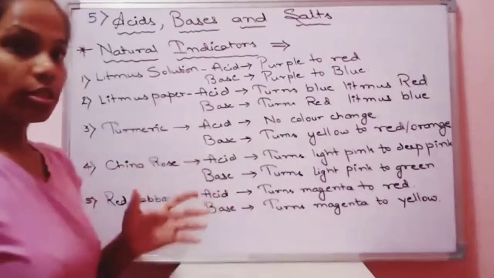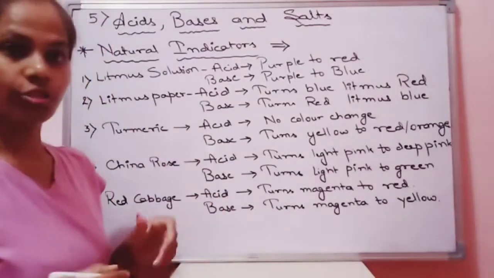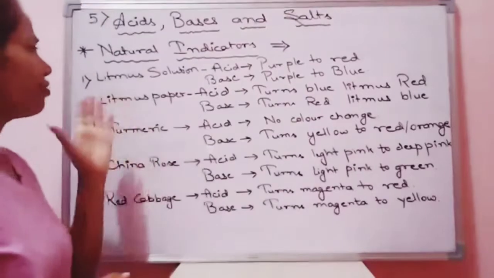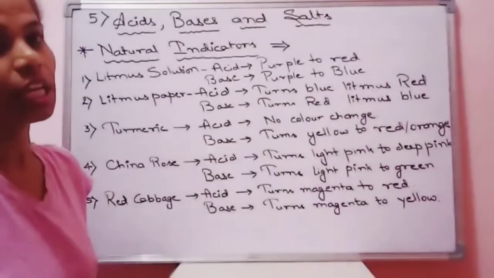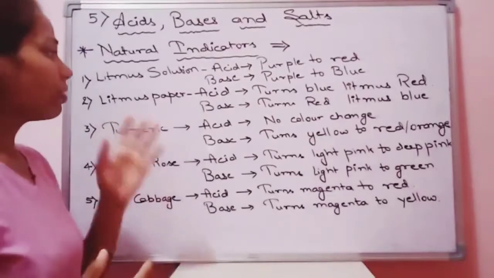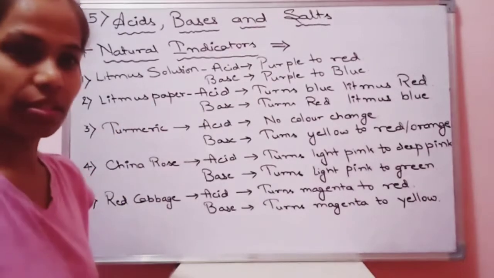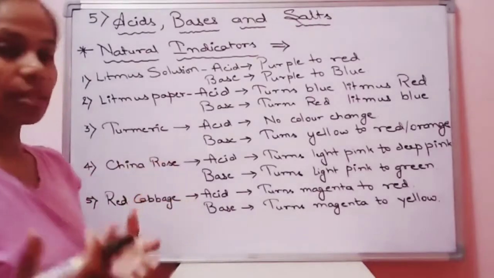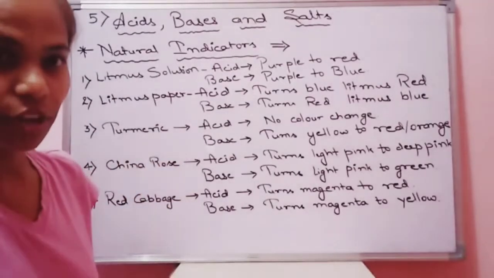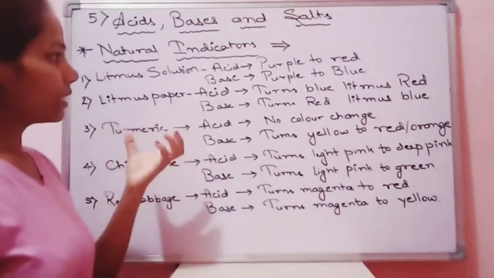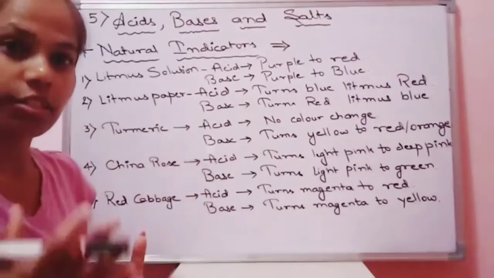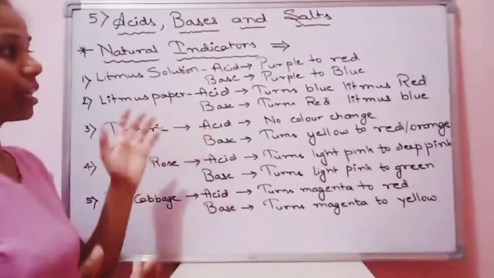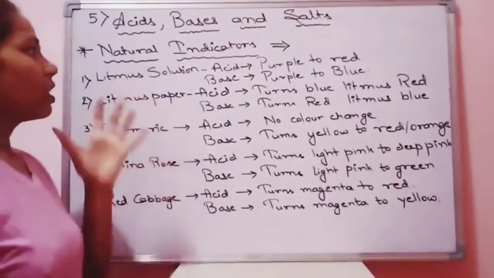Let's talk about the working of some natural indicators, children. Very first, we have the litmus solution. Children, litmus solution and litmus paper are made from lichens. I have told you this before also. Lichen is a symbiotic relationship of algae and fungi. And it is found in different colors, different dyes. So those different colors are utilized as an indicator.